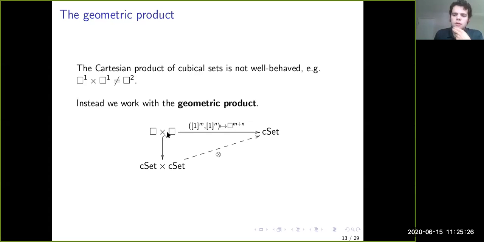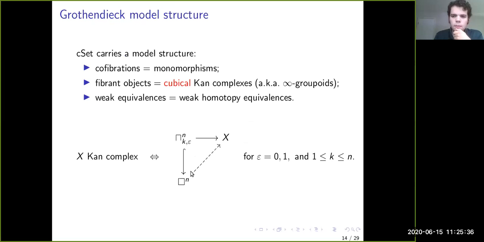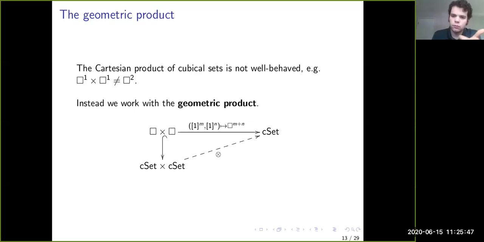And we take a Kan extension of that along the product of the Yoneda embedding with itself to get this map defined on an arbitrary pair of cubical sets. And this is much more behaved. In particular, if we take the geometric product of box m with box n, we do get box m plus n just because of the way that we defined this thing initially.